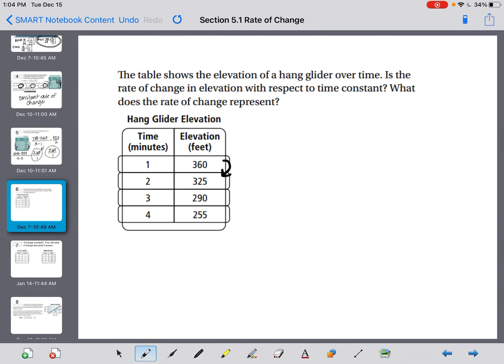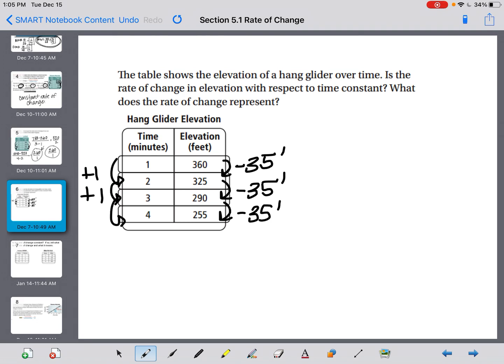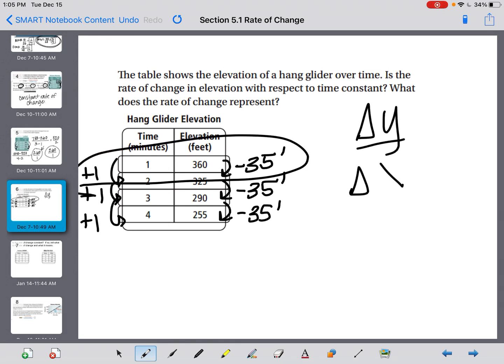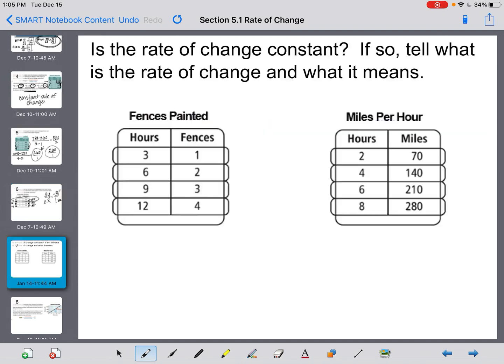Okay, it appears that this one dropped by 35 feet. This one also dropped by 35 feet. And this one also dropped by 35 feet. And the minute side looks like we're adding 1 every time. Okay, so since these are all the same, we can say, if we do change in y over change in x, we can say that this hang glider went down 35 feet every 1 second. That is our rate of change, and that's what it's representing.